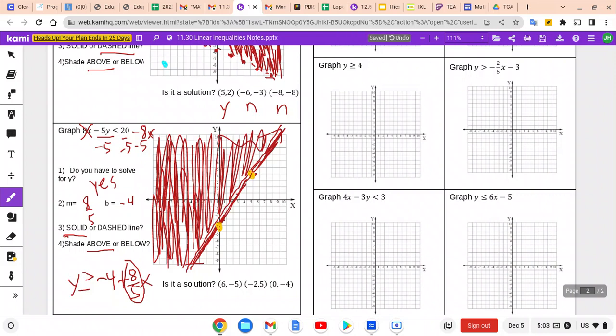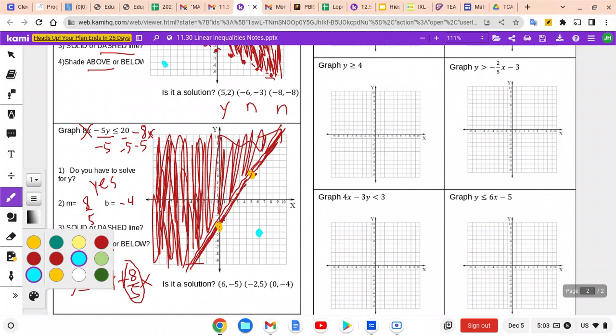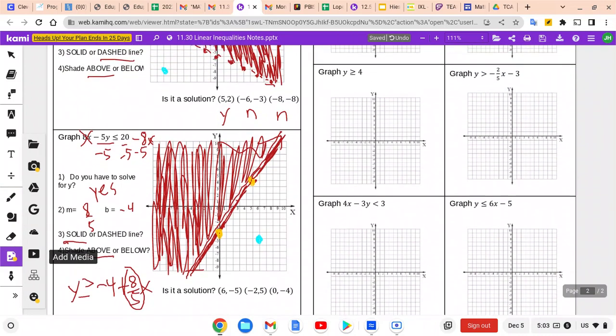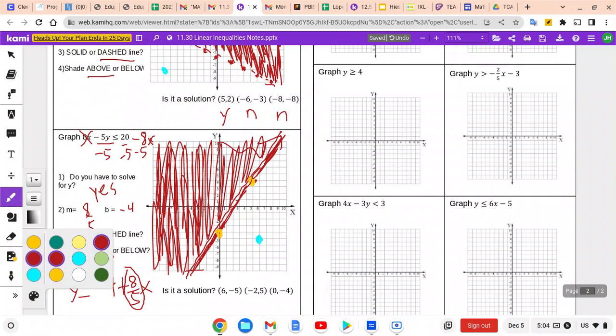All right, so now let's start to fill in some points. (6, -5) is down here. No, that's not a solution, so we're going to write no. And then (-2, 5) is somewhere around here. Well, that's in the solution region, so we're going to write yes, y for yes. And then (0, -4) is right on the line, but it's a solid line, so we're good to go. Because it's a solid line, it's a solution.